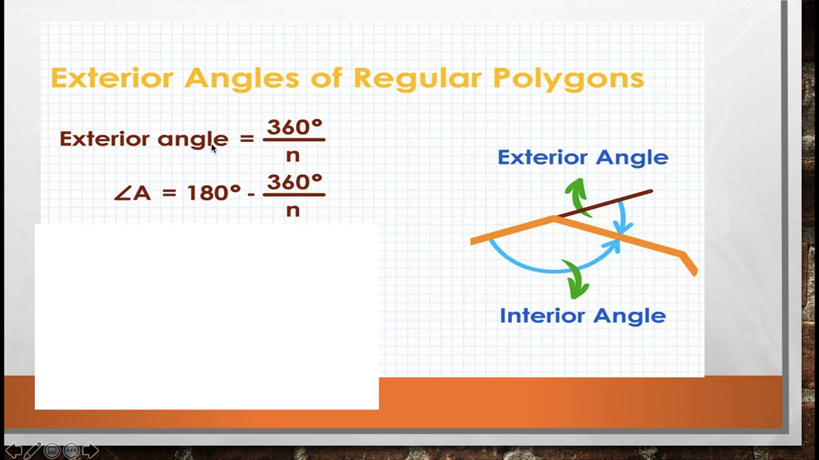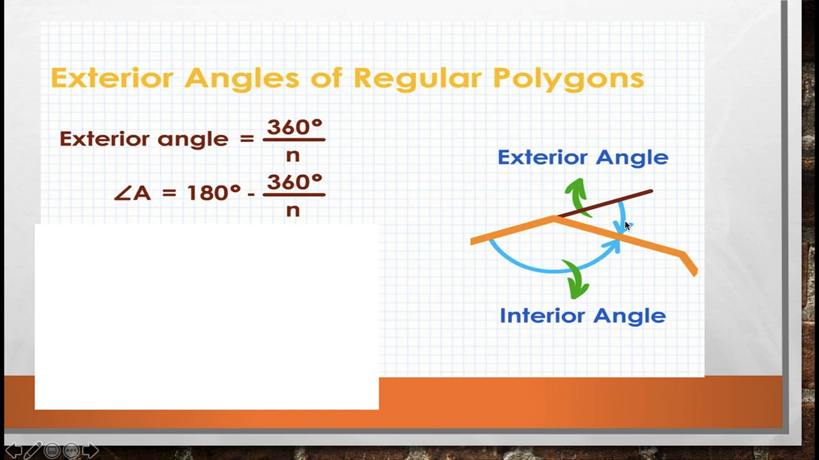To get one exterior angle, the sum of all the exterior angles of a regular polygon is 360 degrees, divided by n, where n represents the number of sides. So one exterior angle, for example angle A, is equal to 360 divided by n, and the interior angle is 180 minus 360 divided by n.